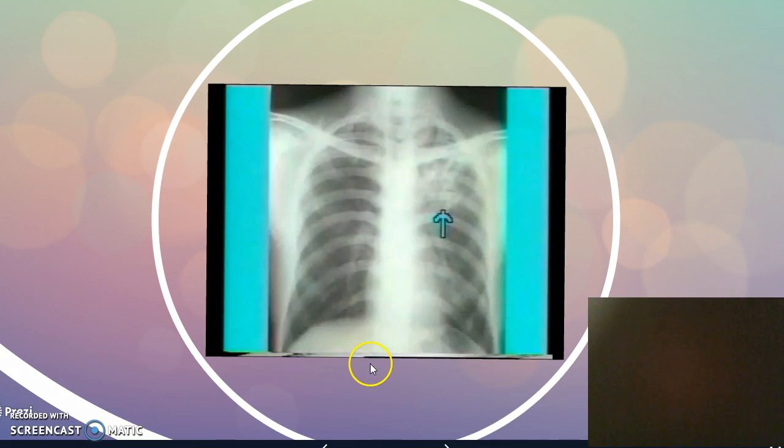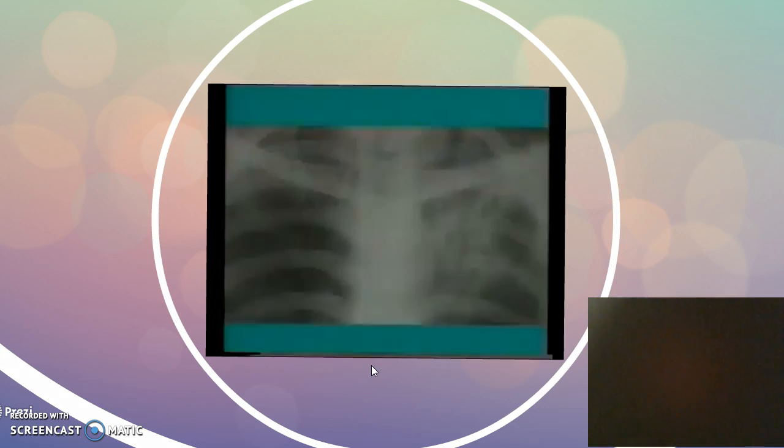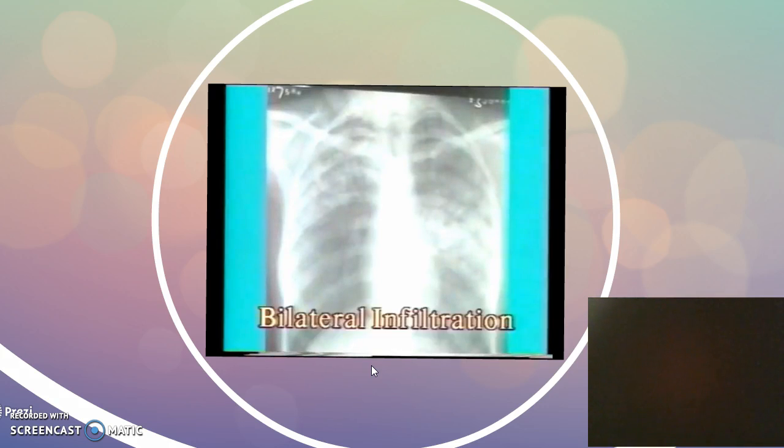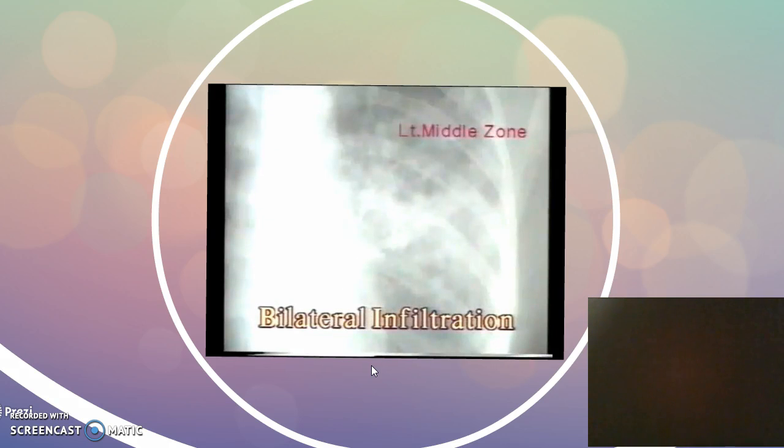This X-ray shows an infiltration of the left upper zone in an early case of tuberculosis. The close-up shows tiny white opacities merging into each other, scattered in the left upper zone. This X-ray shows bilateral early infiltration. Note the shadow of the infiltration in the right upper zone and the left middle zone.